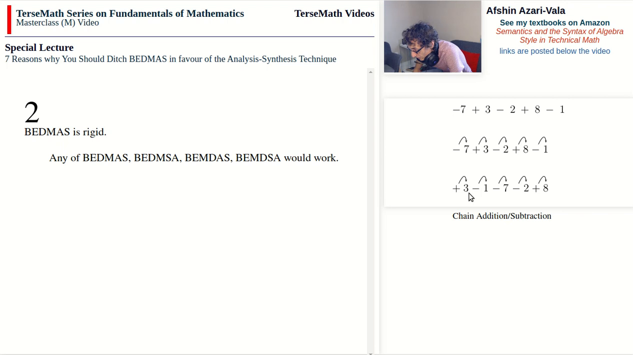Now let's take a look at this one. 3 minus 1 is 2. 2 minus 7 is negative 5. Negative 5 minus 2 is negative 7. And negative 7 plus 8 is 1. And so again we end up with 1.